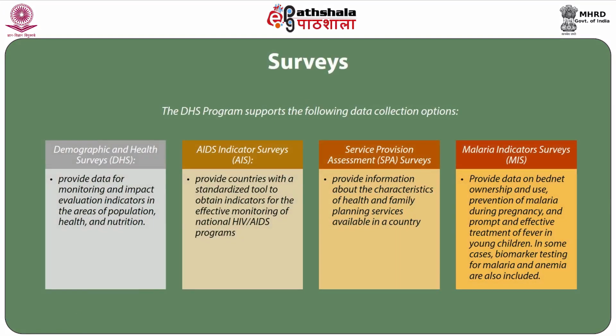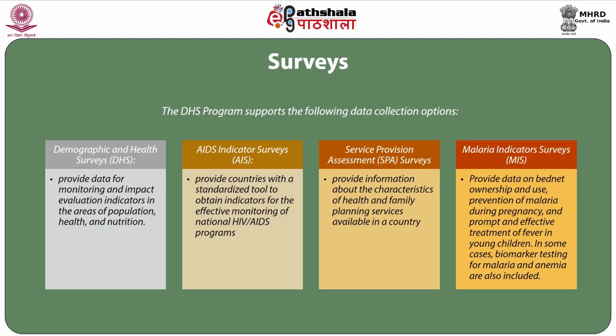Surveys. The DHS program supports the following data collection options: Demographic and Health Survey, which provide data for monitoring and impact evaluation indicators in the areas of population, health and nutrition. AIDS Indicator Survey (AIS). These provide countries with a standardized tool to obtain indicators for the effective monitoring of national HIV/AIDS programs. Service Provision Assessment (SPA).